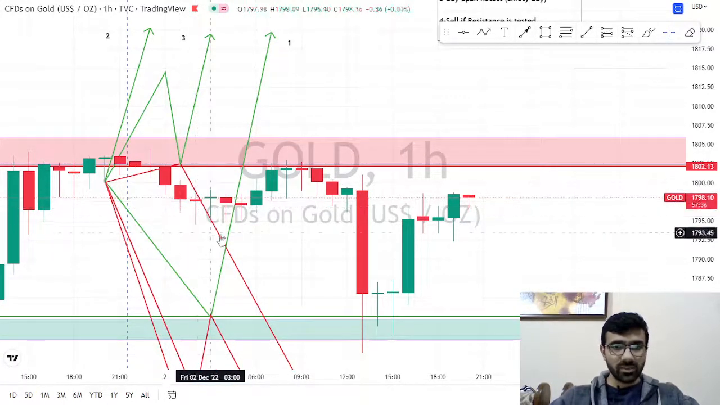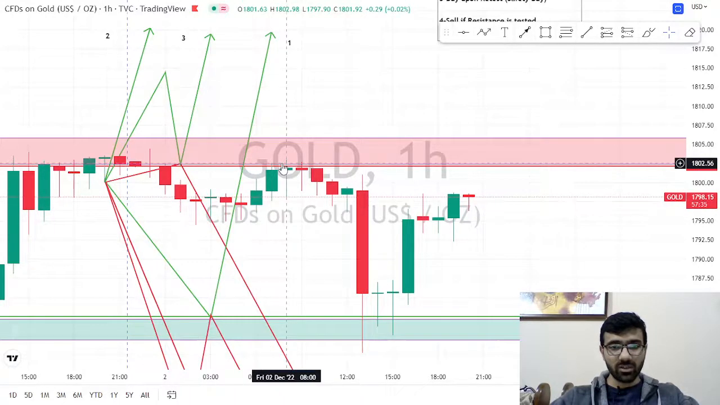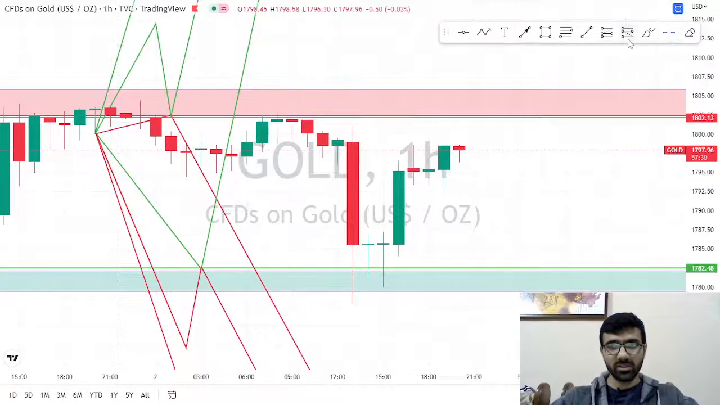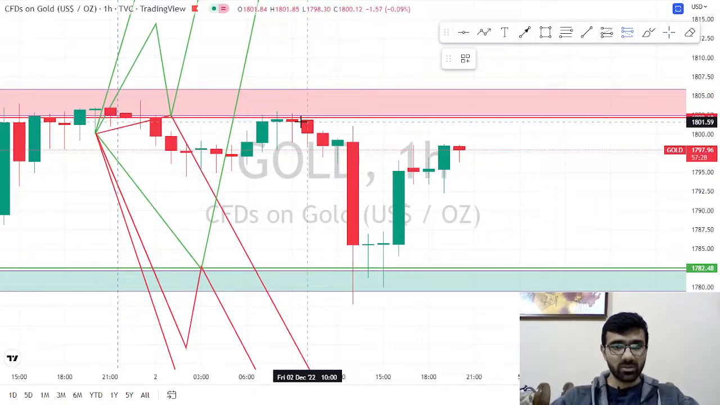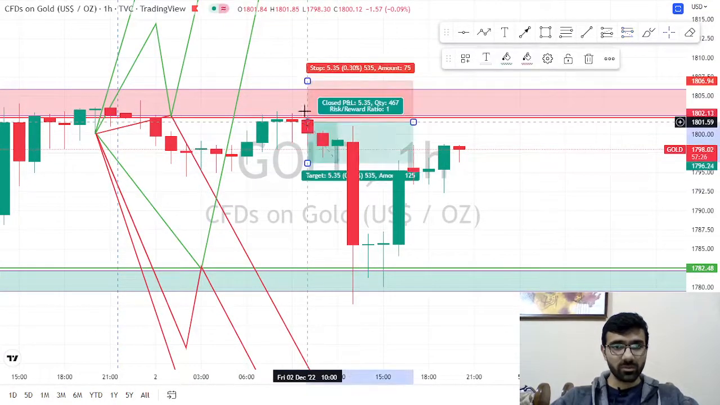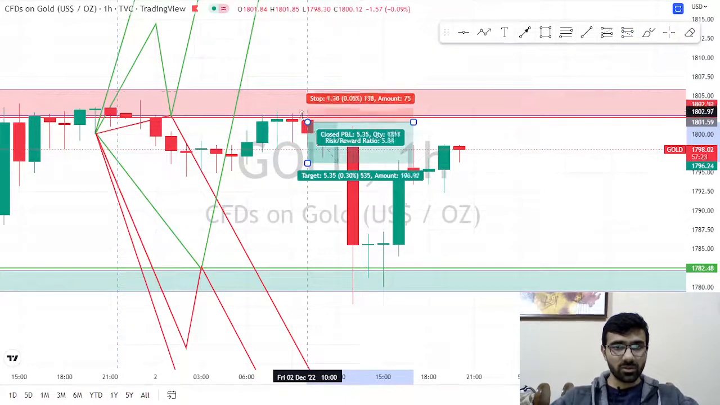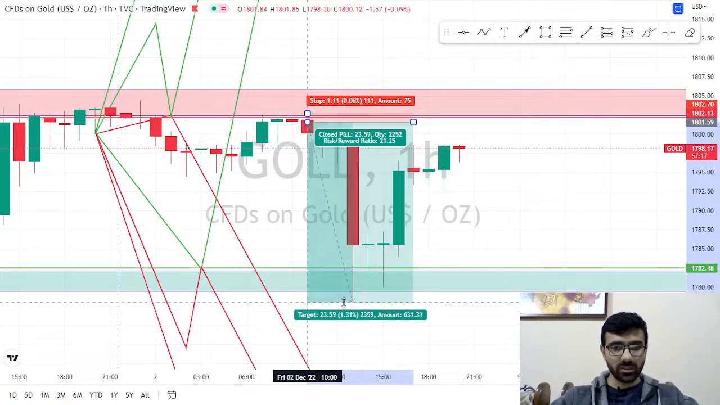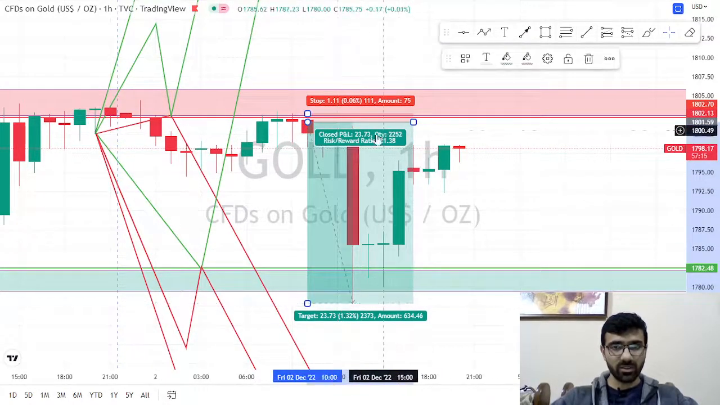And then afterwards, once again, market tested our area of resistance and closed below our area of resistance. So once again, we could have gone short from here. Our stop loss would be just above the previous candle and our take profit would be approximately till here. So this trade would have given us an amazing profit of 21.3%.